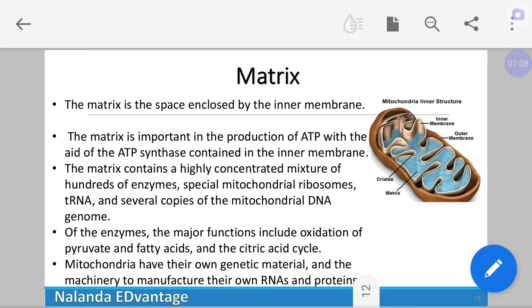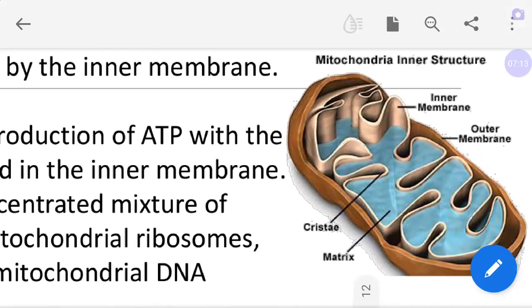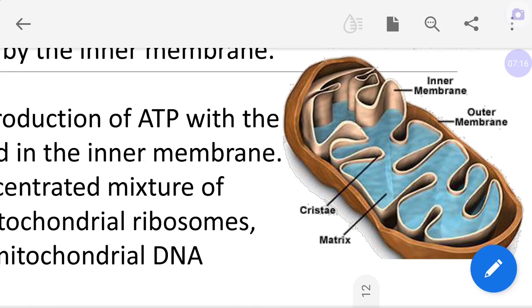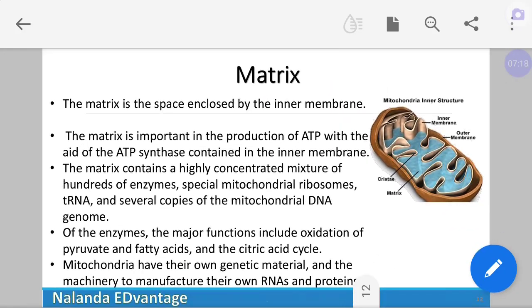And what does the matrix do at last? The matrix is the space enclosed by the inner membrane, right? You can see here, this is the space enclosed by the inner membrane. The matrix is important in the production of ATP with the aid of the important enzyme ATP synthase. It consists of highly concentrated enzymes, ribosomes, tRNA, and several copies of DNA, its genome, right? So it is the basic metabolic machinery through which proteins and various important cellular metabolism can occur.